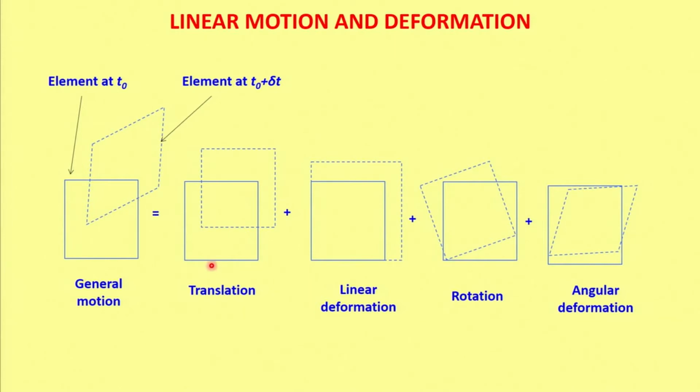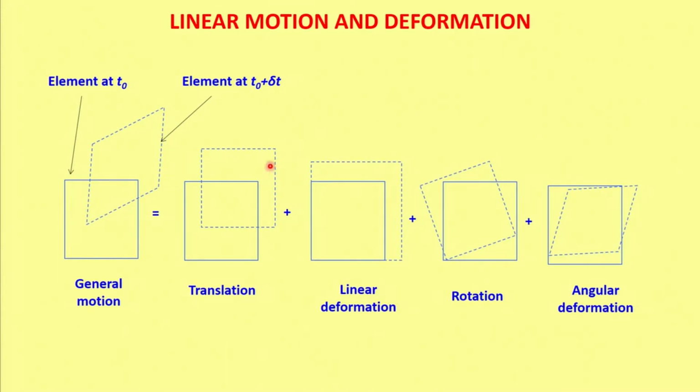Now, what happens to my fluid particle? In the next few seconds, what I am trying to do is to model the general motion of the fluid particle. If you just see what is happening at instant t naught, my fluid particle was a square, and at t naught plus delta t, you see what all it is undergoing. It's undergoing translation, linear deformation, rotation and angular deformation. So you have general motion comprising translation, linear deformation, rotation, angular deformation. All of them can be there.